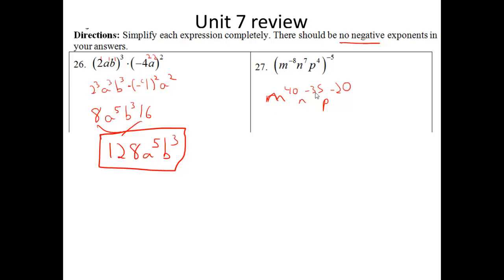Now, I have negative exponents and I need to get rid of those. So what do I do? I take those across my border, and whenever they go across the border, they just change their sign, right? So m to the 40th over n to the 35, p to the 20th. Again, the only reason I brought those across the border is they were negative, and I wanted to make those ones positive.